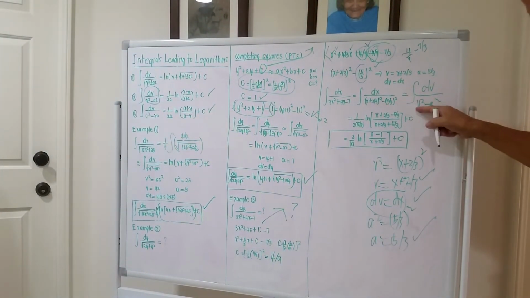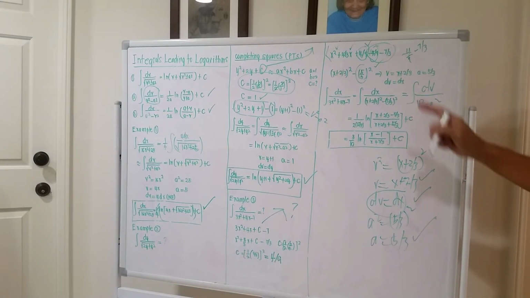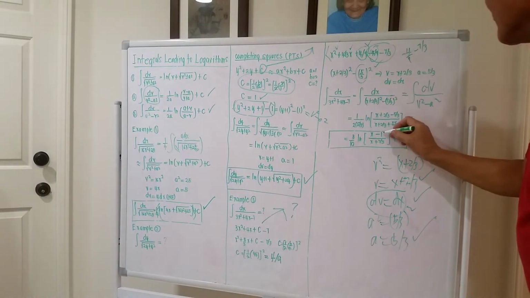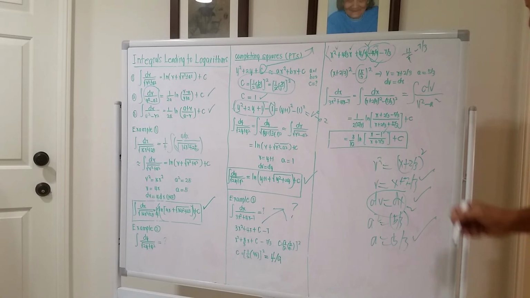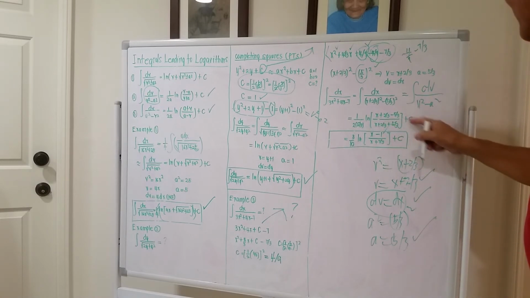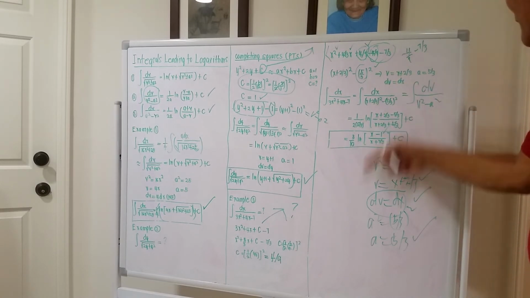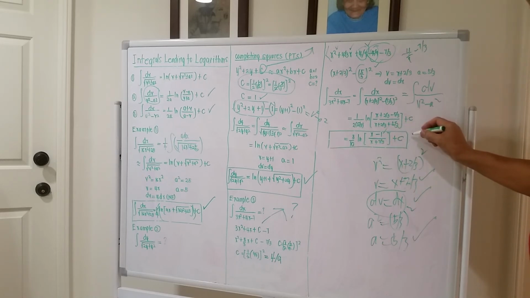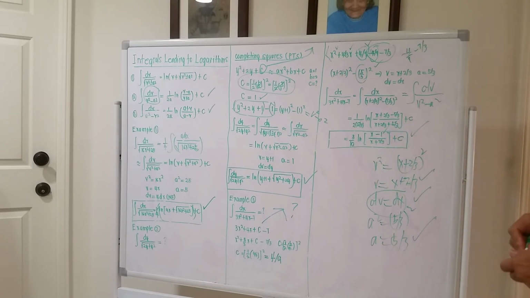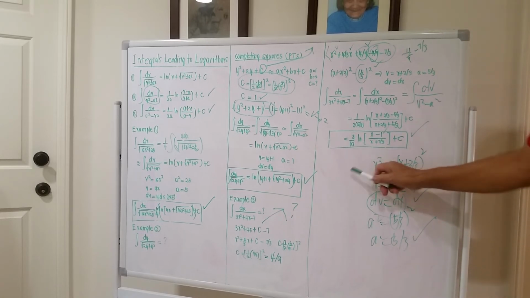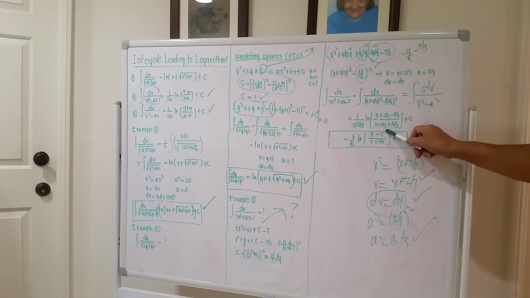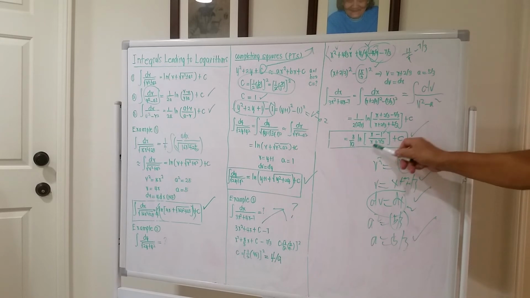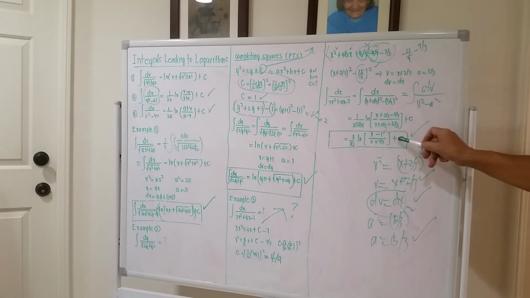2/3 minus 5/3 is minus 3/3. Minus 3/3 is minus 1, so that's minus 1, okay? 2/3 plus 5/3 is 7/3. So the bottom portion will be x plus 7/3. Close bracket plus c. That's the final answer. Final answer is 3/10 natural logarithm of the quantity x minus 1 over x plus 7/3, plus c.